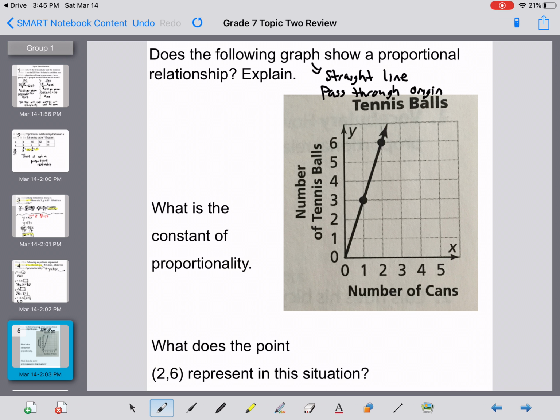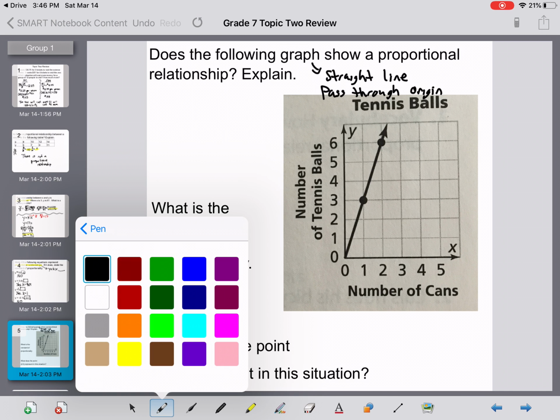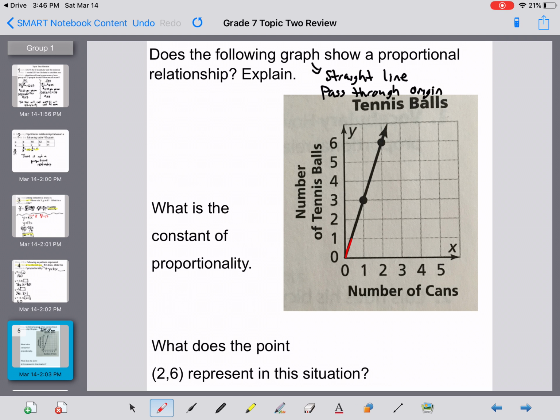So I look at my graph. My graph is a straight line, and it also passes through the origin. So yes, it is proportional. And when it says to explain, you just have to state that it's a straight line through the origin.